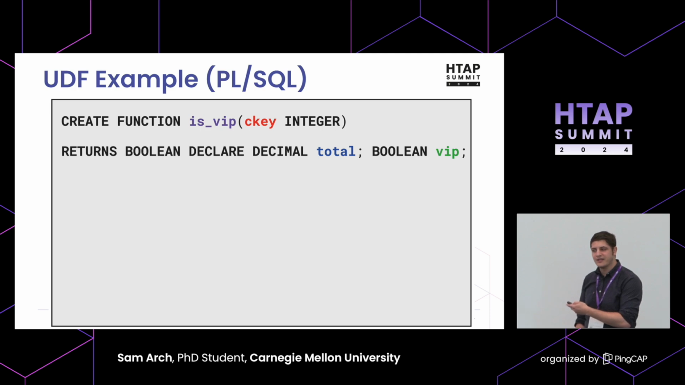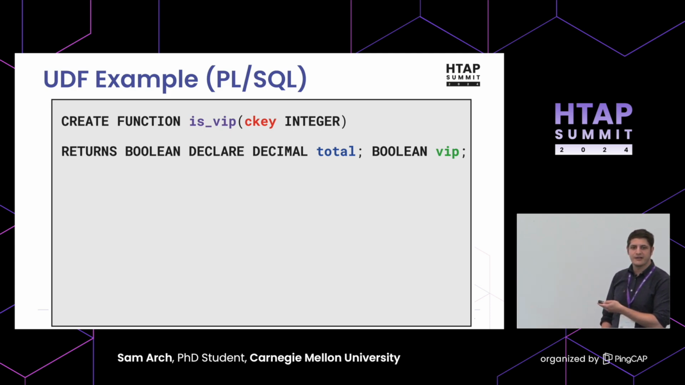The name of our UDF is VIP. Any input parameters, in this case just the customer key, and it returns a Boolean whether they're a VIP or not. To do this, we have two variables. One variable is total, which is a decimal, the total amount of money spent on orders by this customer, and a Boolean VIP, whether they're a VIP or not.